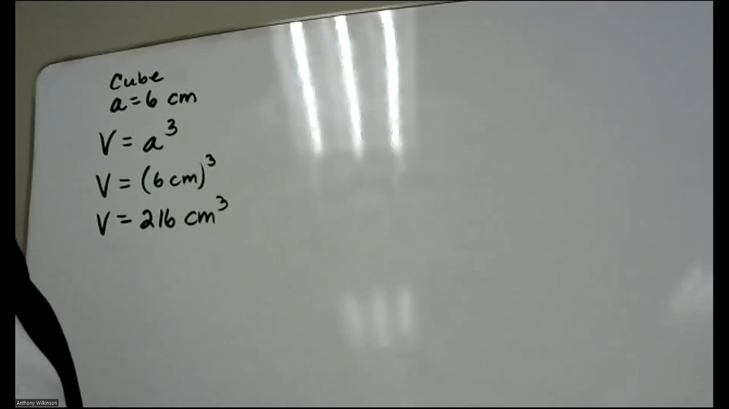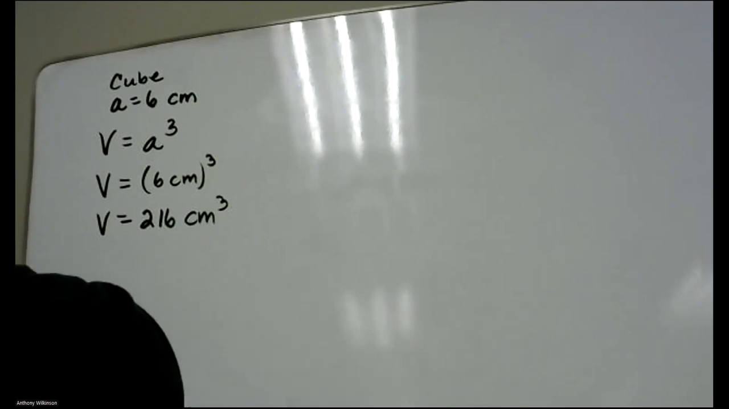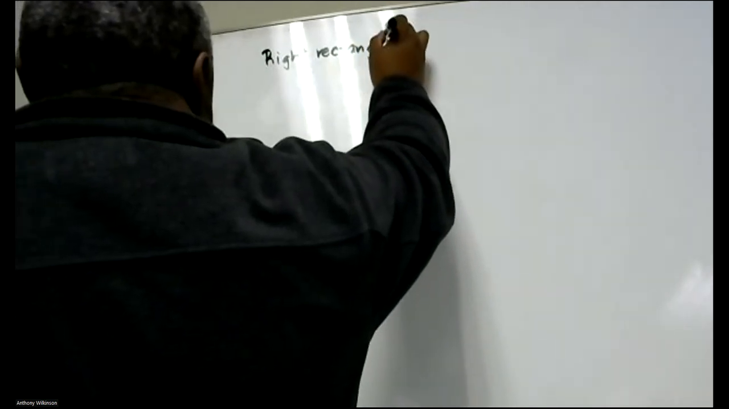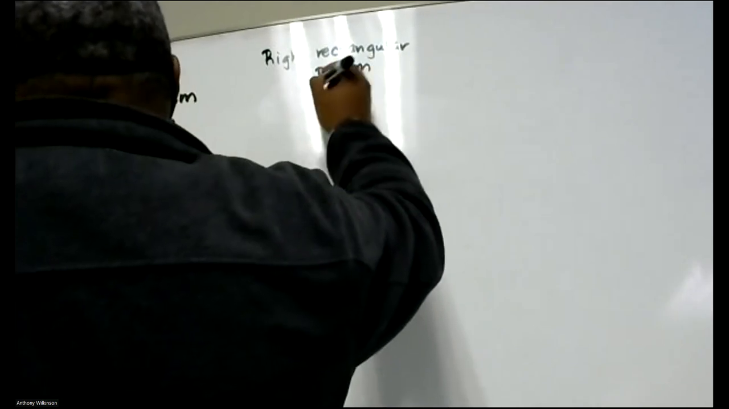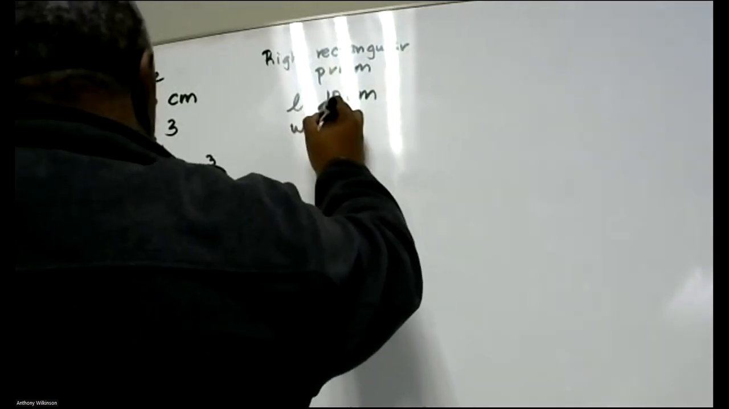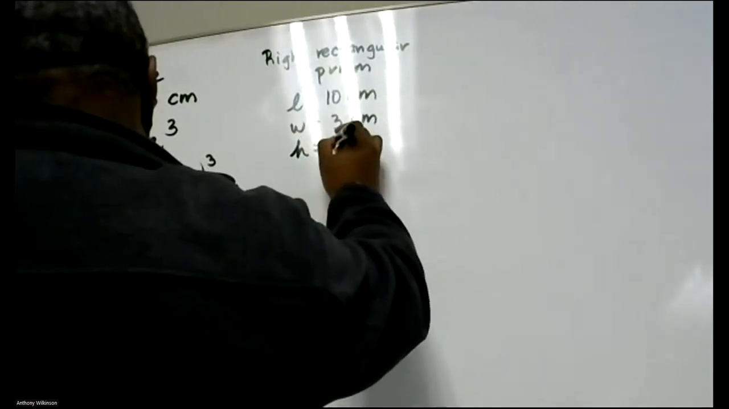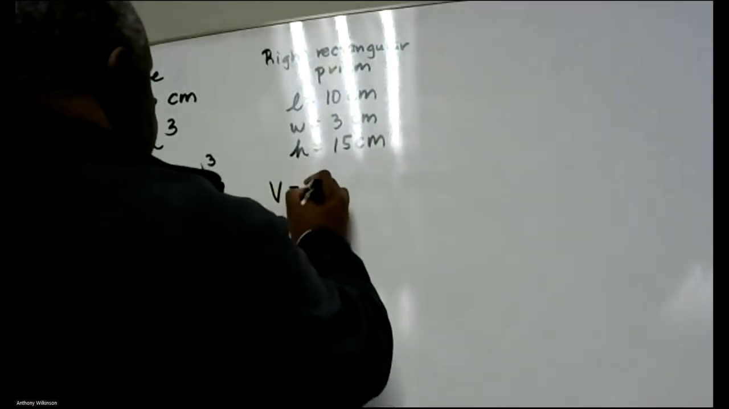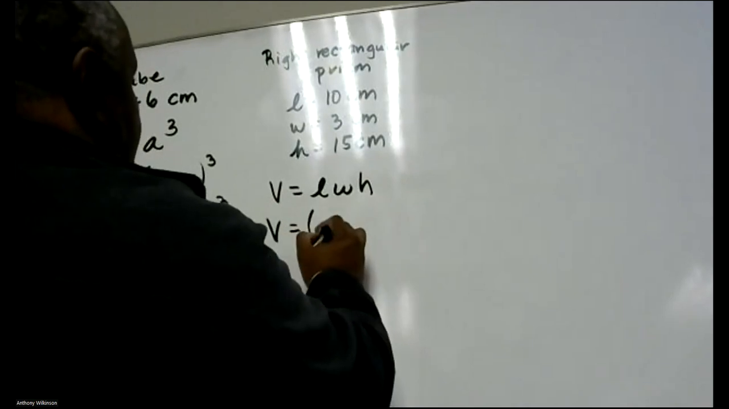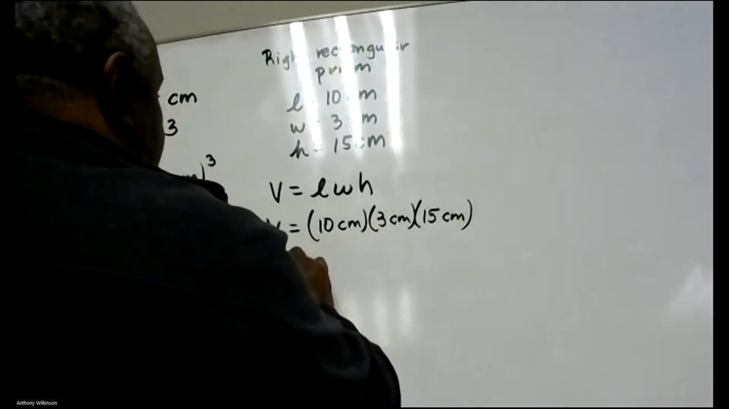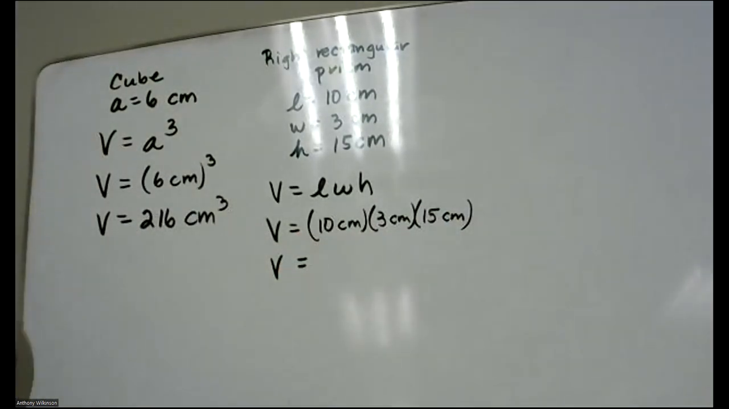And then next is a right rectangular prism. In this case, we do have a length. I'm gonna let the length be 10 centimeters, the width be 3 centimeters, and the height be 15 centimeters. So there we're going to apply the formula for a right rectangular prism. Volume is equal to length times width times height. So it'll be 10 centimeters times 3 centimeters times 15 centimeters. And that's going to be how much?